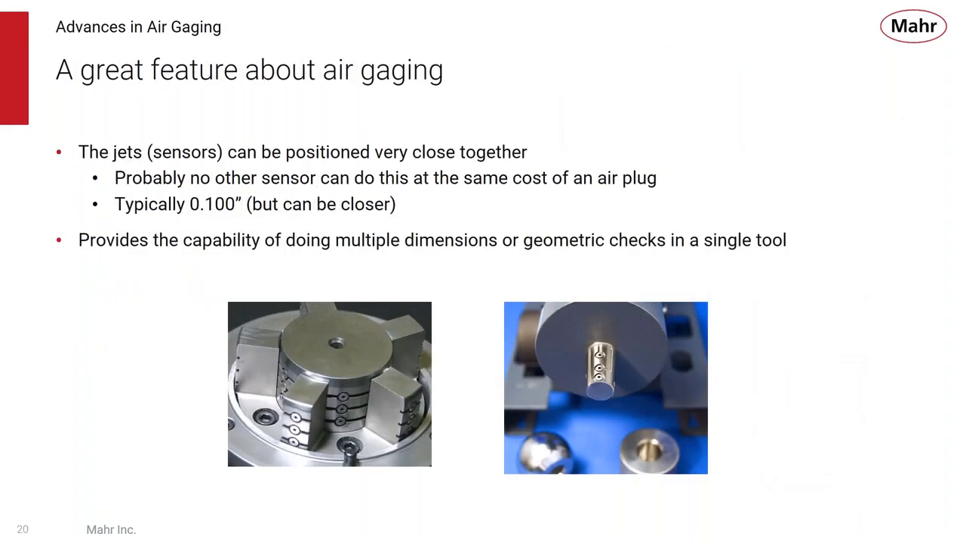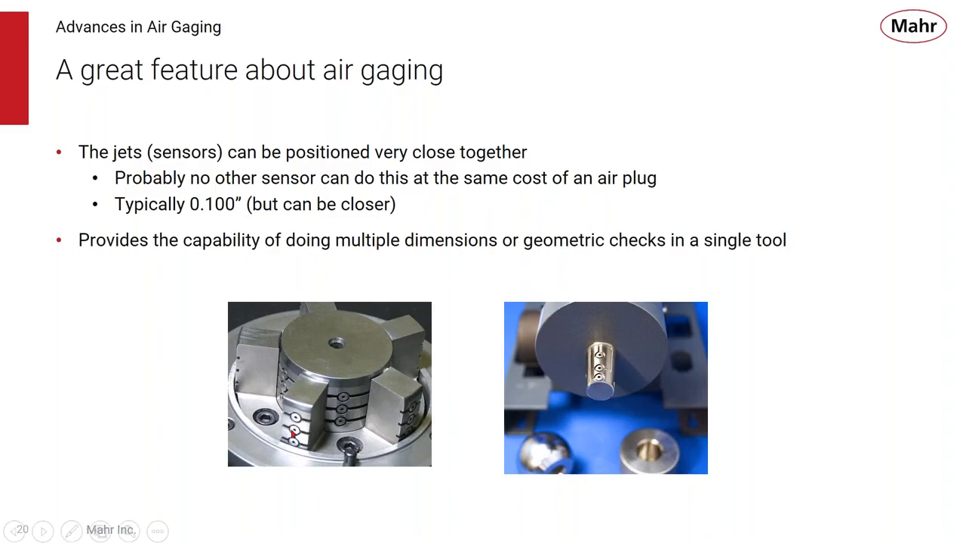Now I asked you to look at and remember the jet. Well, that's a great feature about air gauging. The air jets or the sensors are very small, and thus they can be positioned very close together. There's probably no other sensor that can do this at the same cost or at the same capabilities of an air plug, for example. So you can get sensors that are typically 100,000ths of an inch apart, or maybe even closer. So this provides the capability of doing multiple dimensions or geometric checks in a single tool.